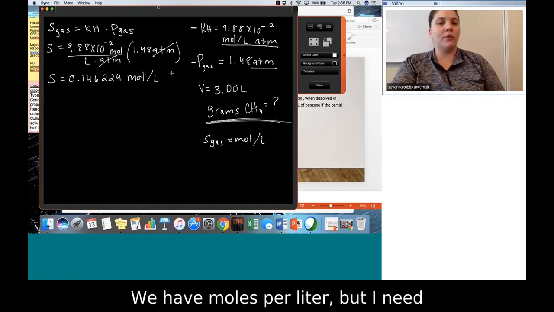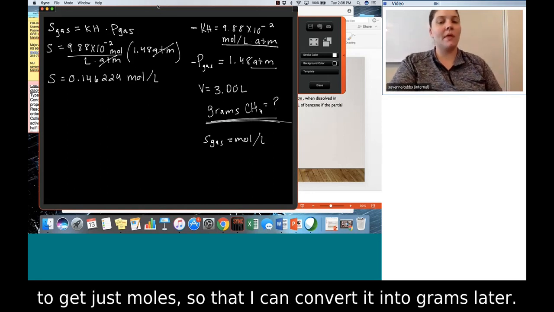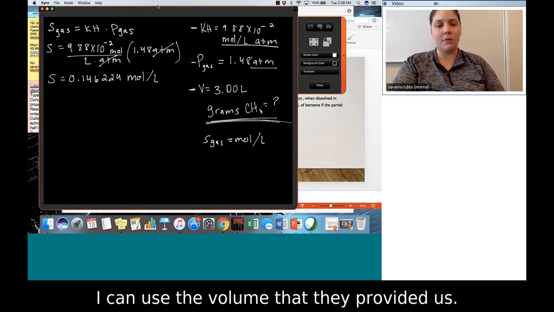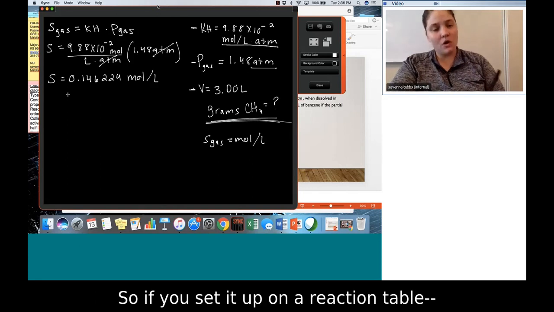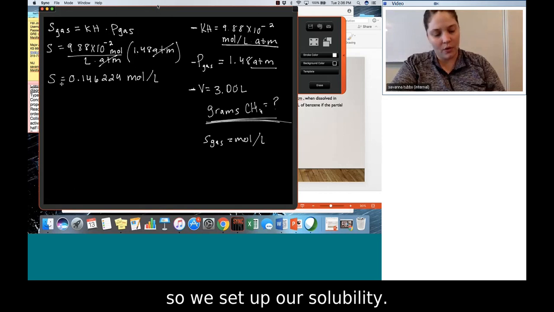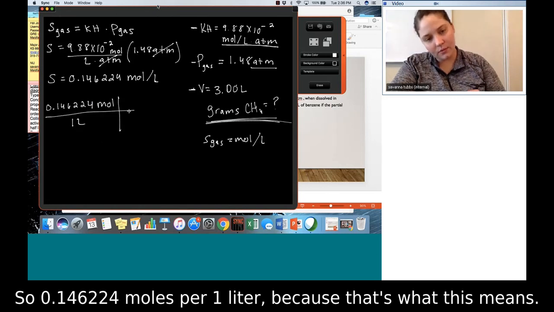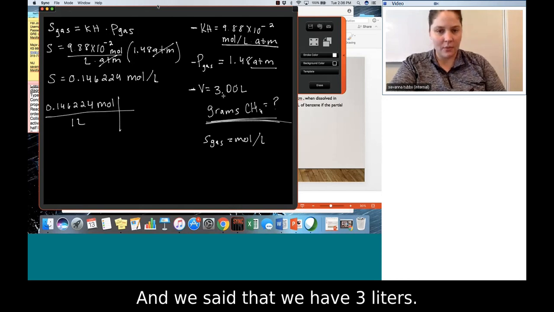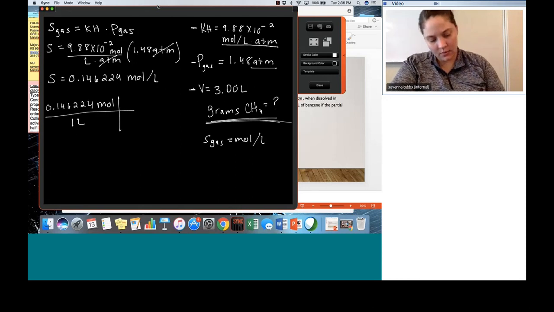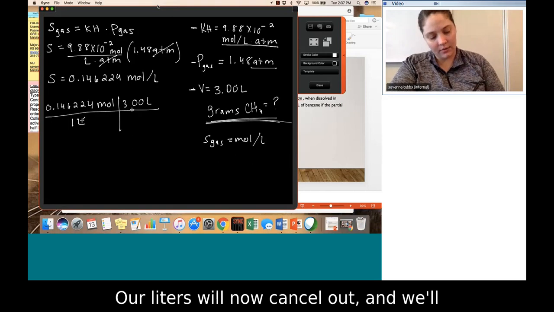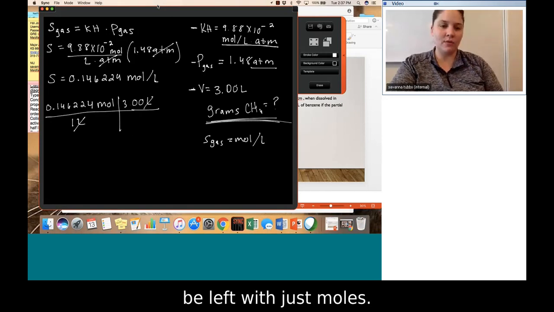We have moles per liter, but I need to get just moles so that I can convert it into grams later. So what can I use? I can use the volume that they provided us. So if you set it up on a reaction table, we set up our solubility, 0.146224 moles per 1 liter, because that's what this means. And we said that we have 3 liters. Our liters will now cancel out and we'll be left with just moles.